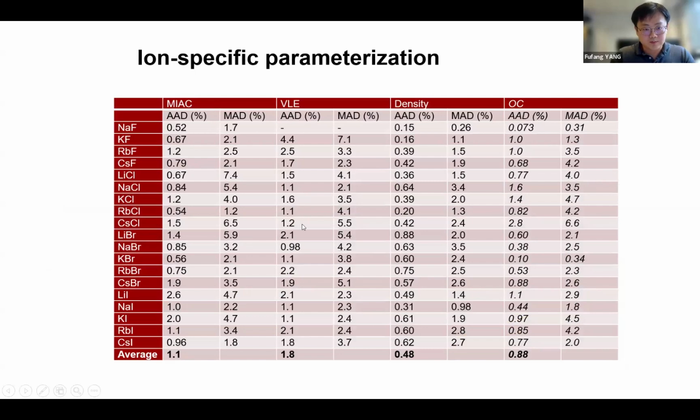This is a big table for a slide, but if we just focus on the last line, we can see that this model is very accurate. We are using electrolyte SAFT, we are using ion-specific parameters, and the accuracy is on the level of 1 to 2%, and even the maximum deviation is quite small.